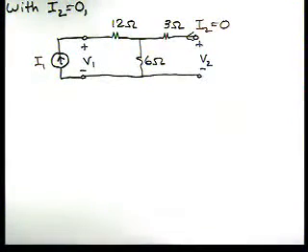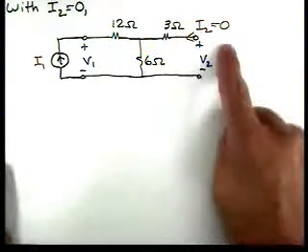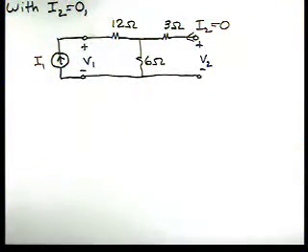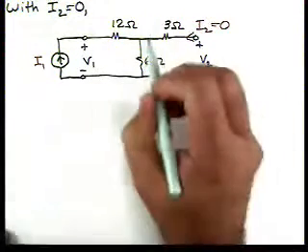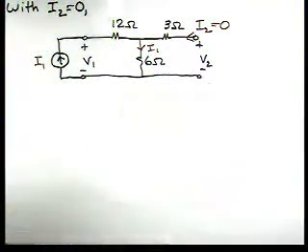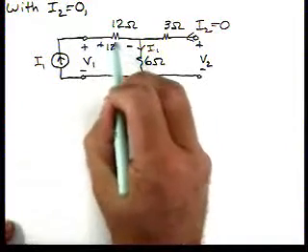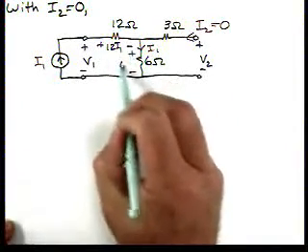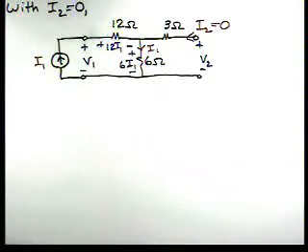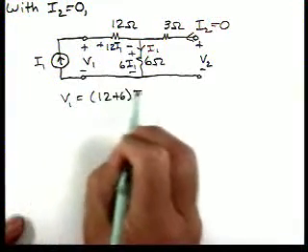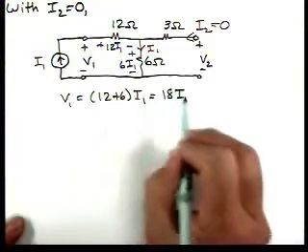So if we look at that circuit with I2 equal to 0, we can see that this is an open circuit. So now it's just some basic circuit analysis. If we look, this is the current I1. So now the voltage across here is 12 I1. The voltage across here is 6 I1. So then V1 is 12 plus 6 I1, which is 18 I1.